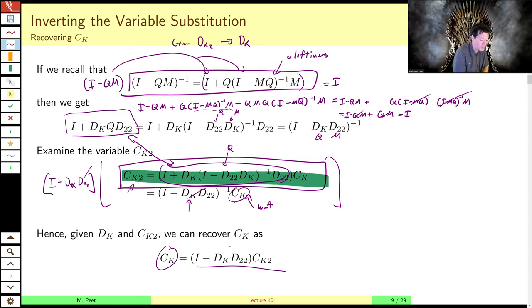So we've already found this from the previous slide, and we know this because it's our new variable. And so we can now recover our original variable CK by just applying this formula. So we can invert equation 3 as well. We can invert the green equation as well. So we've now recovered two of our variables by solving two equations, and now we have two variables left and two equations left. So let's go to the next step.